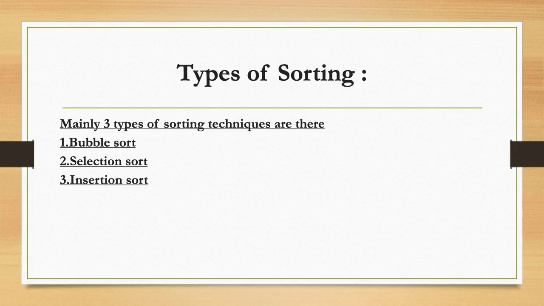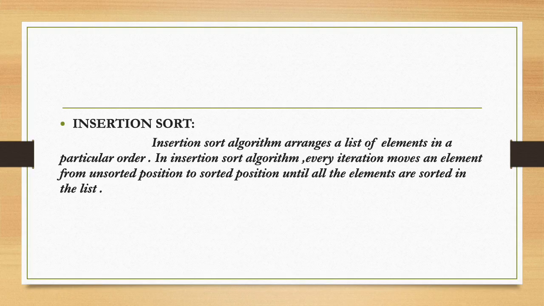Now coming to types of sorting, mainly there are three types of sorting techniques: 1. Bubble sort, 2. Selection sort, and 3. Insertion sort. Among these three types of sorting techniques, that is bubble sorting, selection sorting and insertion sorting, in this video we are going to discuss insertion sorting.